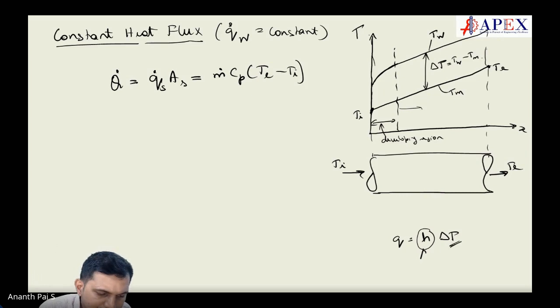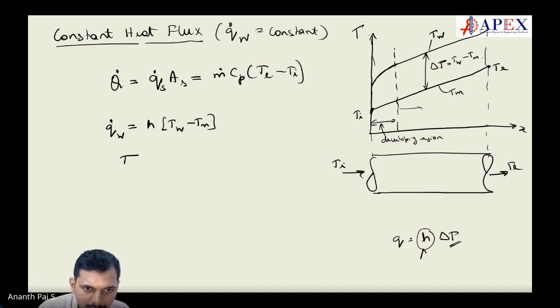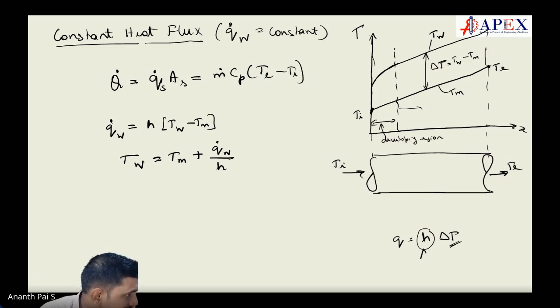Now here, since Q wall dot is equal to h into T wall minus T mean, correct? You can write T wall is equal to T mean plus Q dot wall by h. It can be plus or minus. It need not be plus only, it can be minus also. It depends on the direction in which the heat is flowing. Make sense? So that adjustment you have to do.